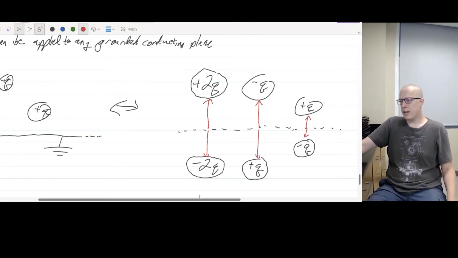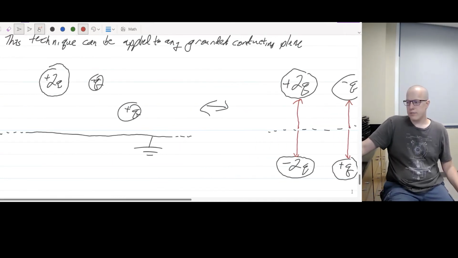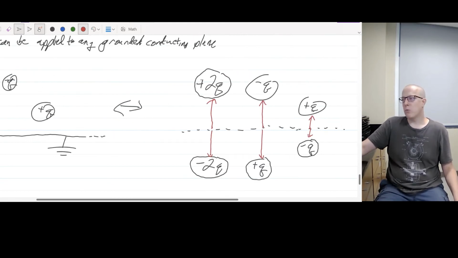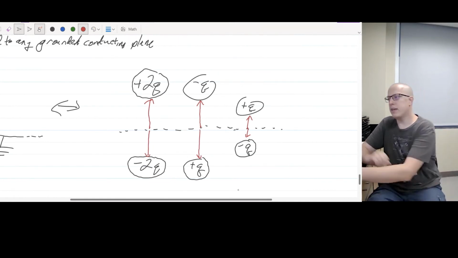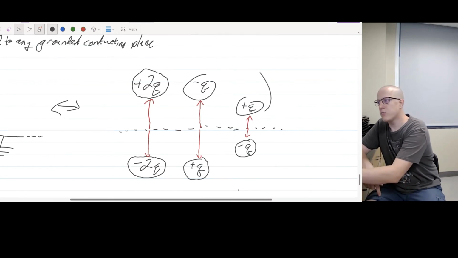So if you were to get a problem where you have a whole bunch of assortment of charges, you can swap that out for an equivalent problem where I have that same assortment of charges and I have these sort of image charges that are on the other side. And so we sort of label these are the real charges, and these are the image charges.